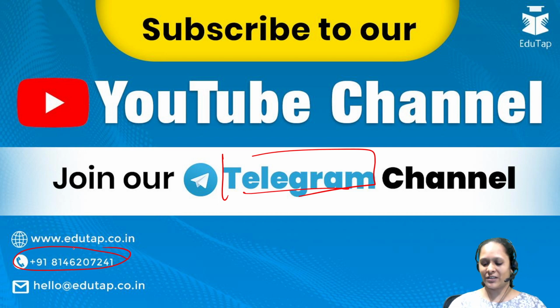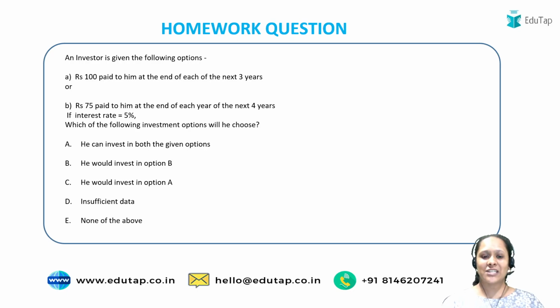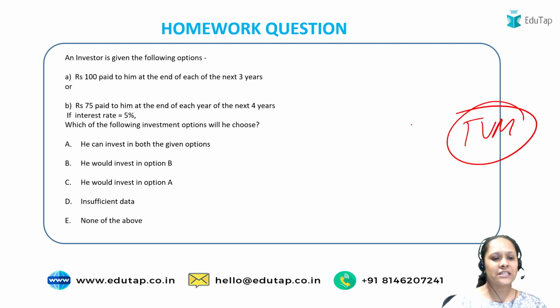Now, before starting the session, yesterday I'd given you a homework question on time value of money. The question says that the investor has been given two options: he is paid rupees 100 for the next 3 years, or he is paid rupees 75 for the next 4 years, and the interest rate in both the cases is 5% per annum.